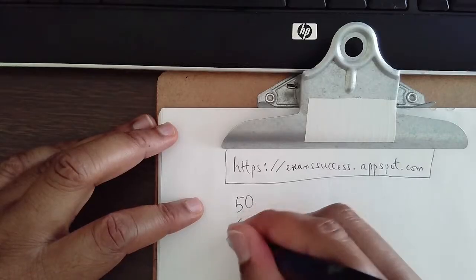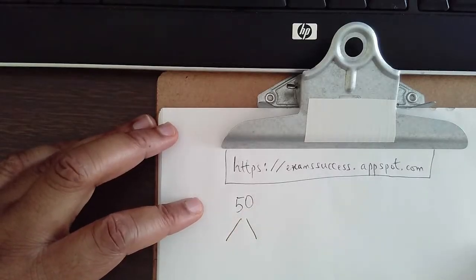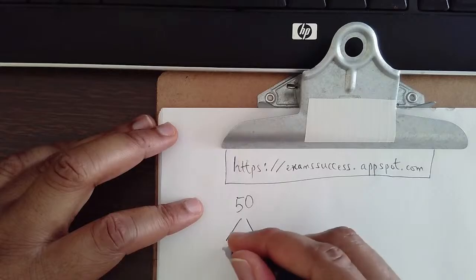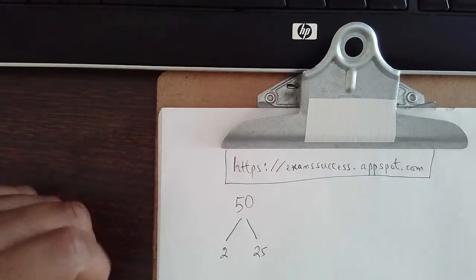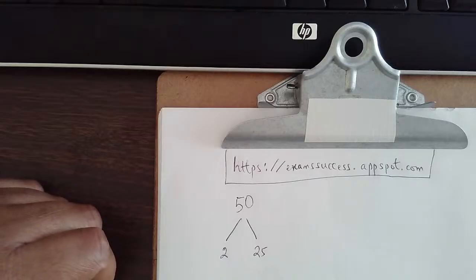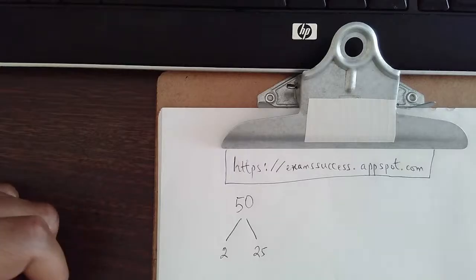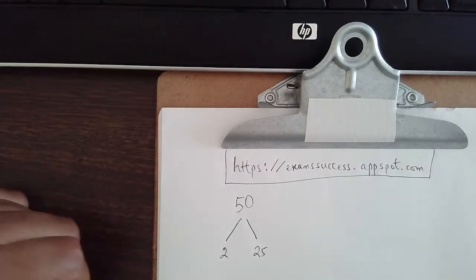So for 50, using prime factorization, we have 2 and 25. You start with the factors that are prime numbers. That is the prime factorization method. Find 2 factors of 50 such that 1 is a prime number, and you start with the smallest. 2 is a prime number, so that's why we say 2 and 25.